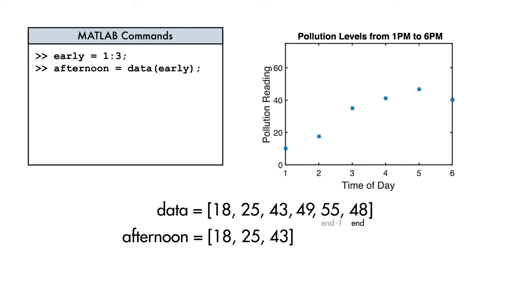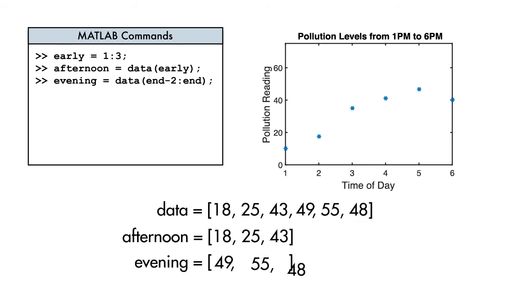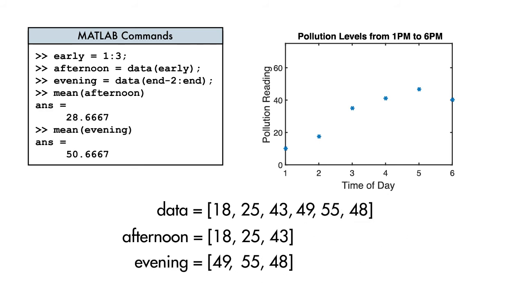End minus 1, and end minus 2 are the indices of the last 3 elements. This command using end extracts the last 3 readings of data. And there you go. It looks like our average pollution reading does go up a bit during rush hour.